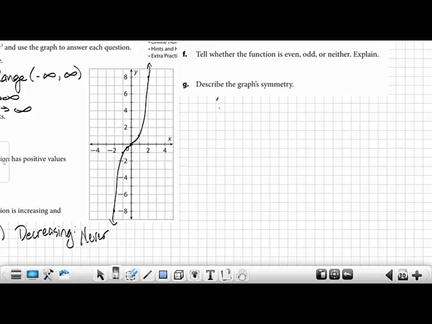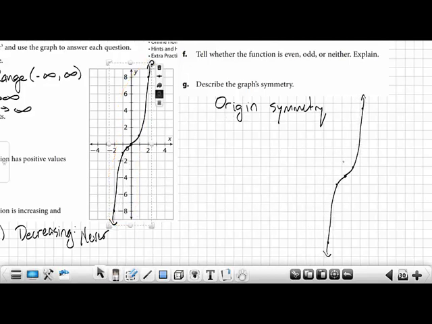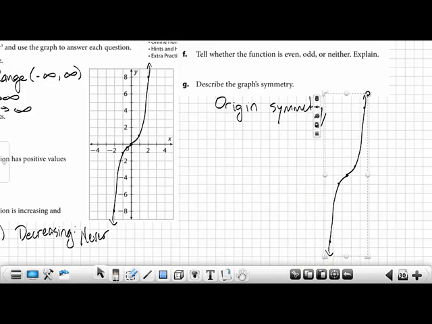That's the answer to G, though. Okay. So really quick, why is it origin symmetry? If you guys don't recall, origin symmetry says that if I take this and flip it how? 180. You can't tell that I did it. Okay, so prove it.